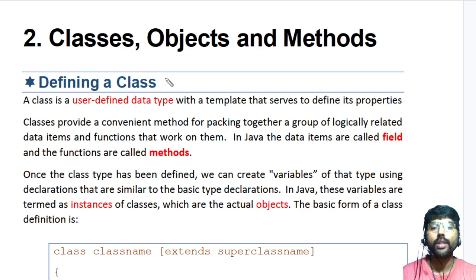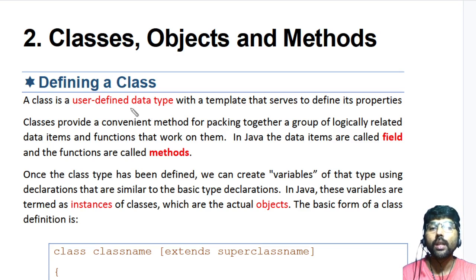a group of logically related data items, also called instance variables, and functions that work on them. In Java, these data items are also called fields. The instance variables are called fields, and the functions are called methods. A class is actually a user-defined data type. This class provides a template for the object.